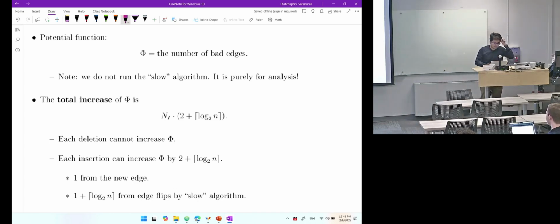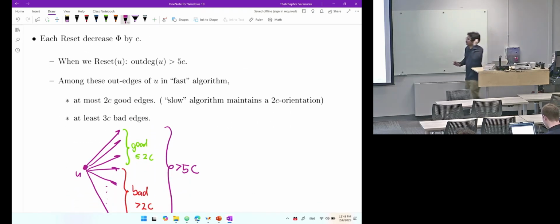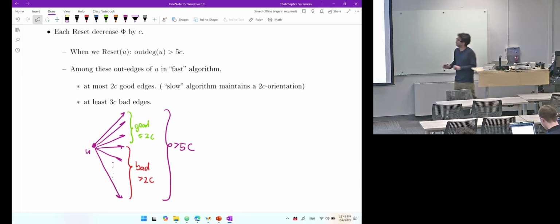But now I claim this: whenever you call reset, you actually will decrease the potential by C. So let's see why that is the case. This is because when we reset, the out degree of that node that we reset is more than 5C.